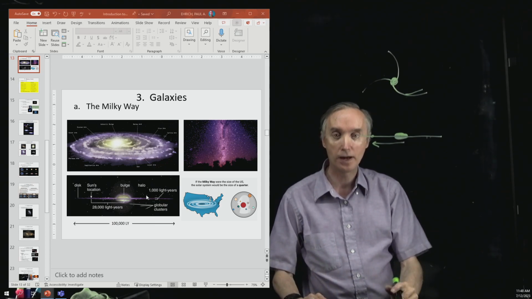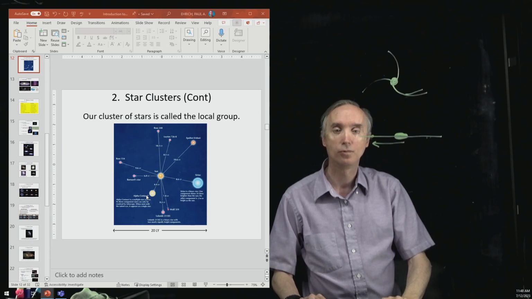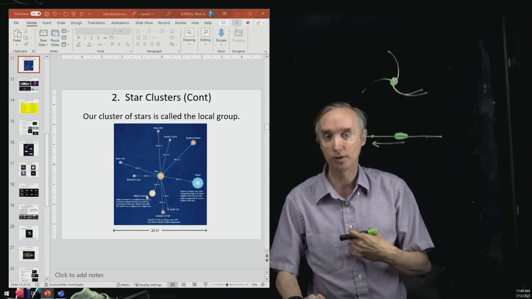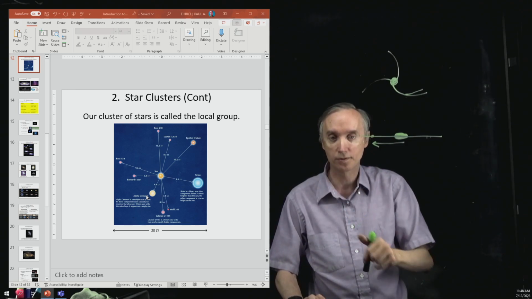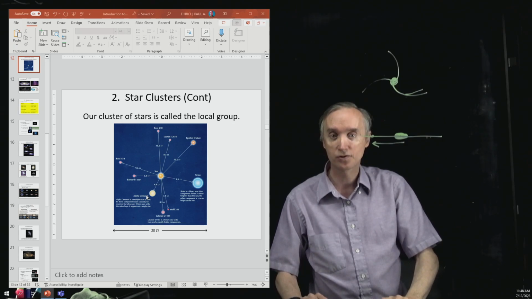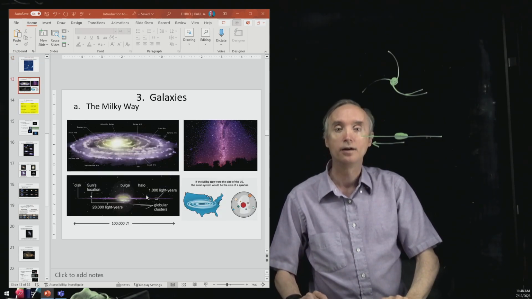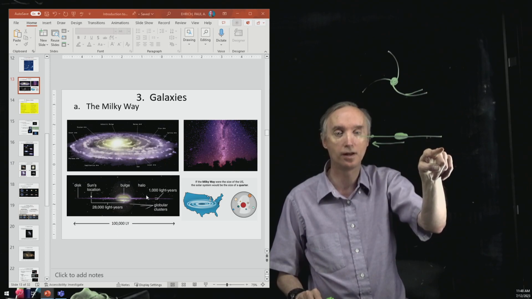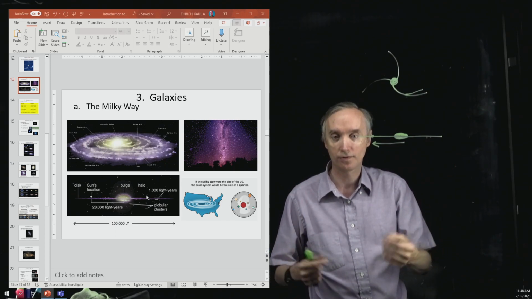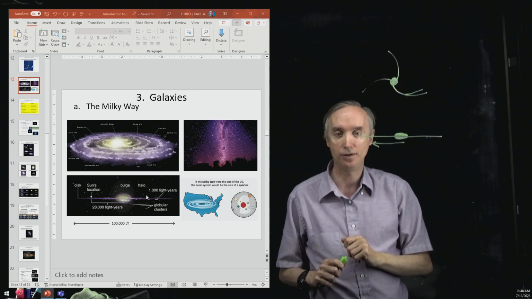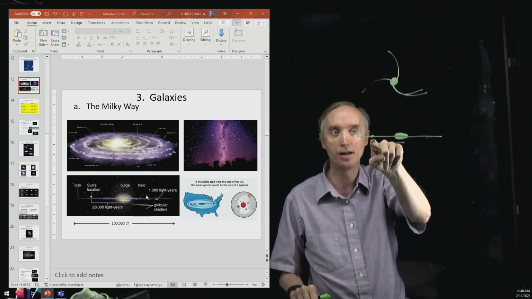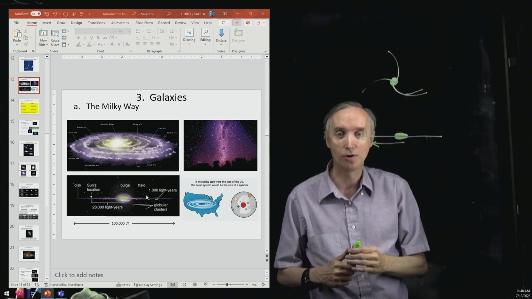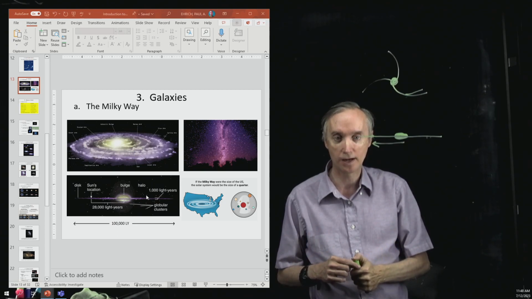As a matter of fact, if we go back to this picture here, where we talked about the local group of stars that makes up our cluster, you notice that the diameter was about 20 light years. So if you go to this picture here and try to scale it, if this distance is 100,000 light years across, what would 20 light years look like? It would be a single dot on this picture right here. So our local group is very small in comparison to the overall size of our galaxy.